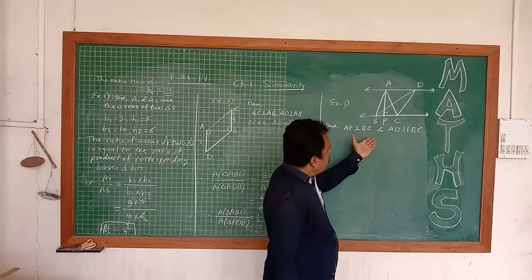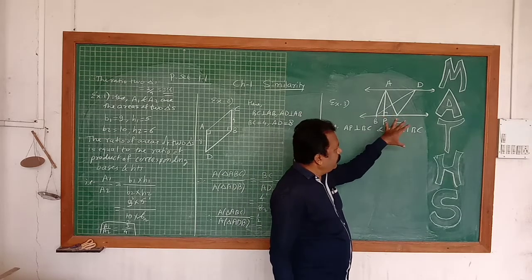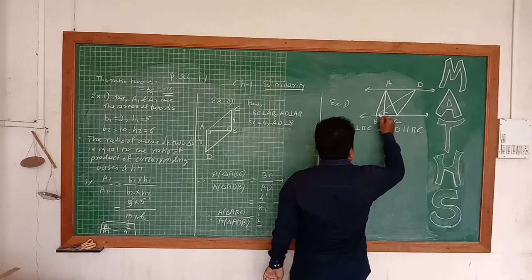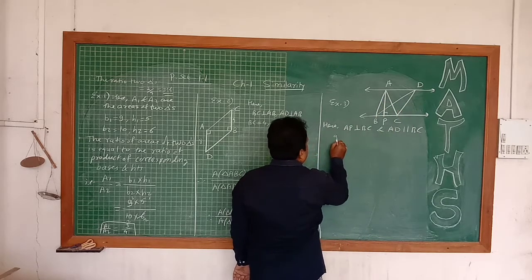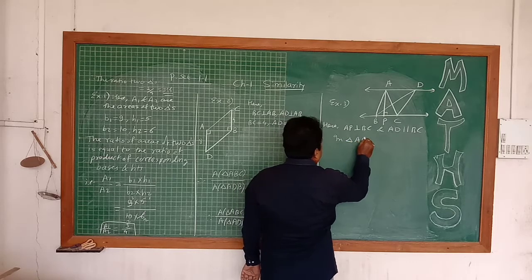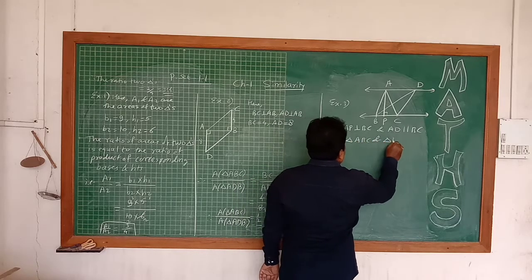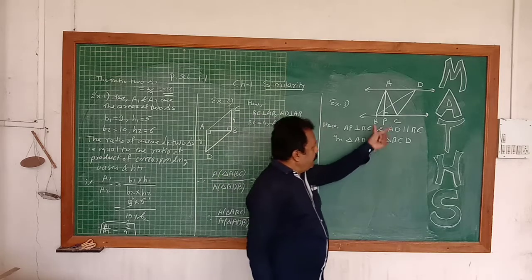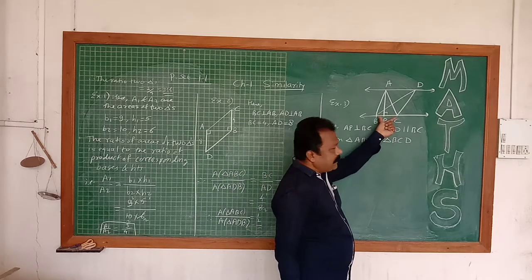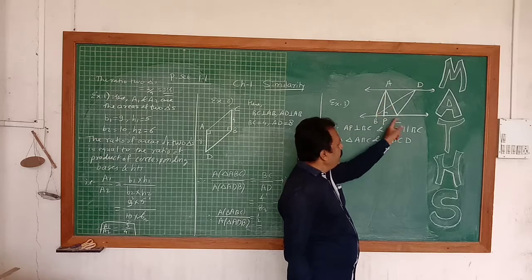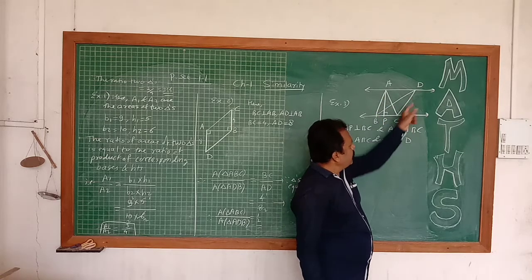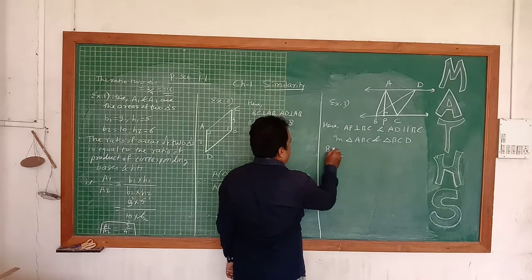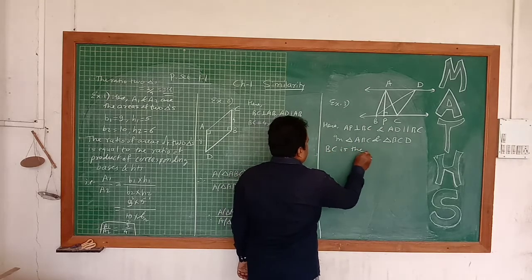Here the explanation is given: AP perpendicular to BC, AD parallel to BC. Here in triangle ABC and triangle BCD, what is the base? The common base is BC. While reading ABC, BC is coming, while reading BCD, BC is repeating. So BC is the common base.